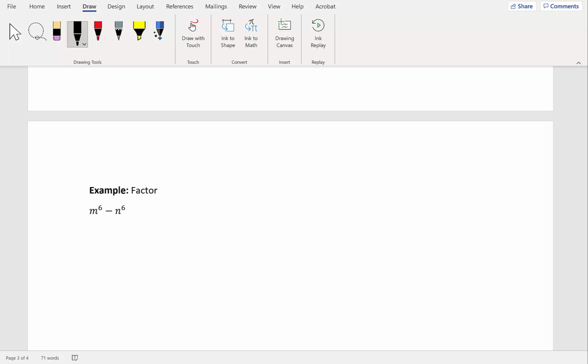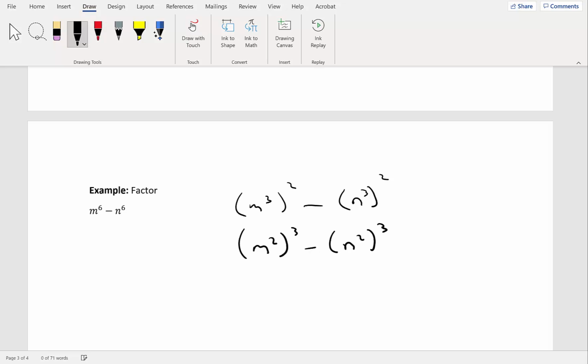For example, if I rewrote it as a difference of 2 squares, I could rewrite it as m to the third raised to the second power minus n to the third raised to the second power. If I wrote it out as a difference of 2 cubes, I could rewrite it as m squared raised to the third minus n squared raised to the third.